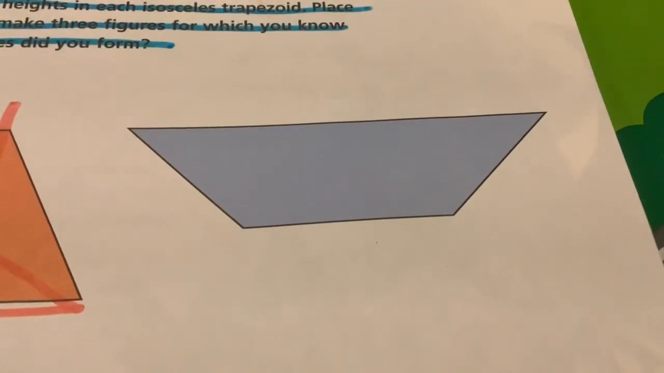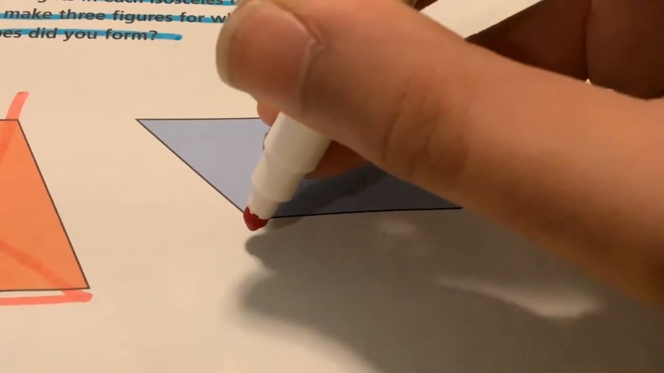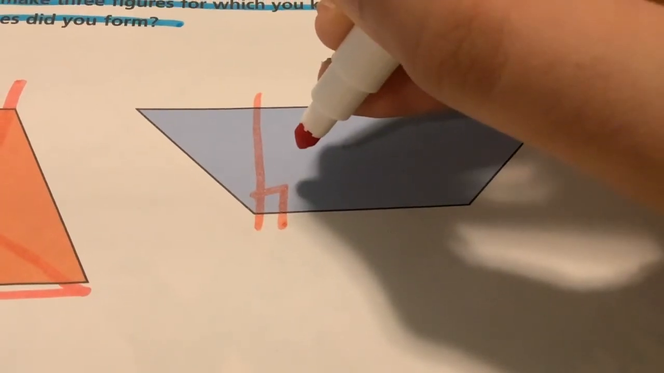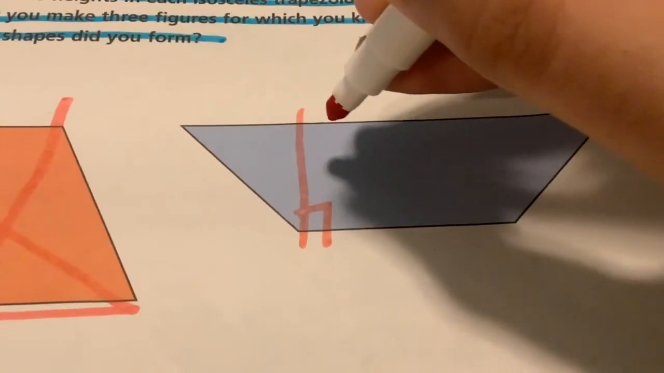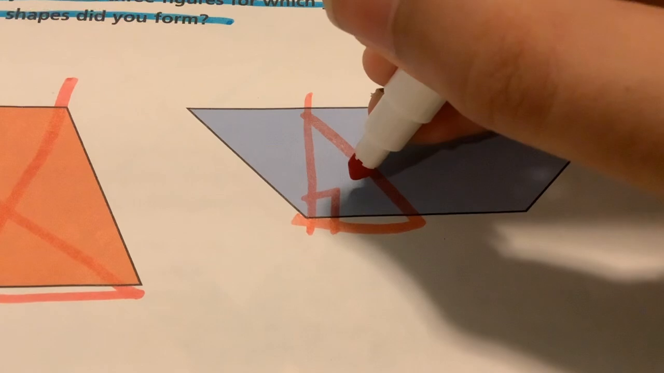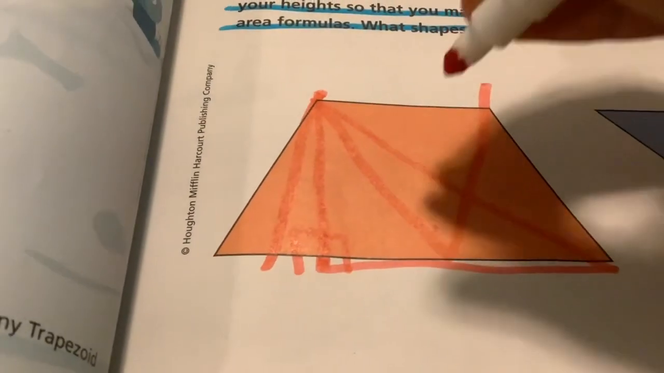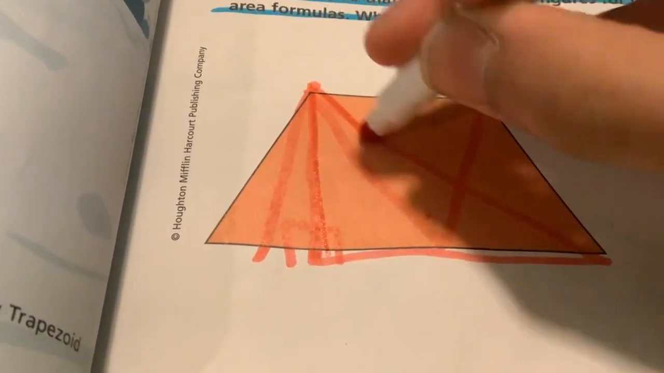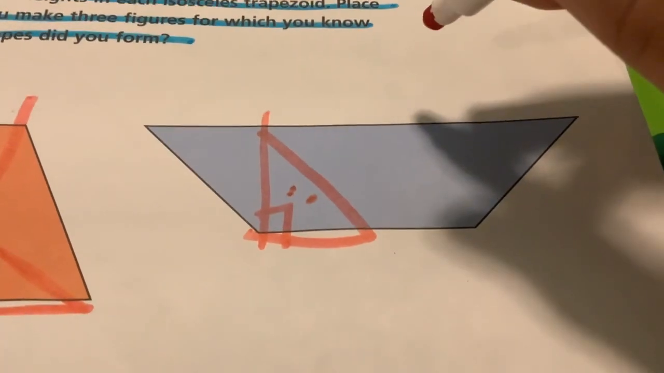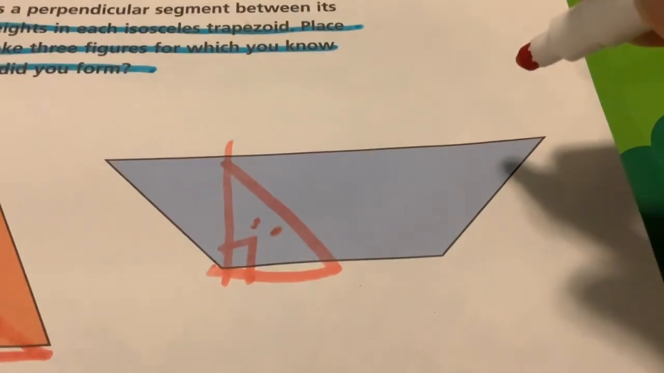And this trapezoid's height is shorter. Ooh. Because the right triangle of this one is smaller than the right triangle of this trapezoid. This right triangle is bigger than this right triangle, explaining why the height is different. Yeah!